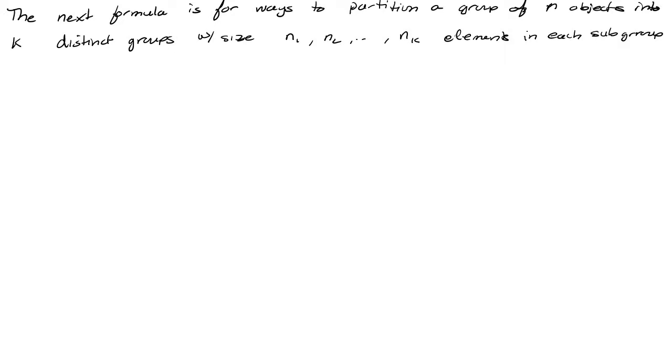All right, the next formula I'm going to show you is a way to take a group and partition it. Suppose I have n objects in the group, and I want to partition that group into k distinct groups with sizes n1, n2, and so on, so the groups themselves don't have to have equal sizes. It's best understood with an example. The number of ways I can do this is n factorial divided by n1 factorial, n2 factorial, dot, dot, dot.